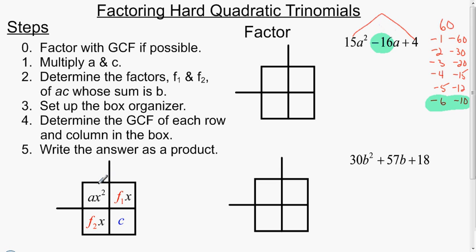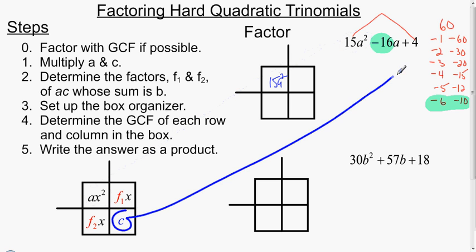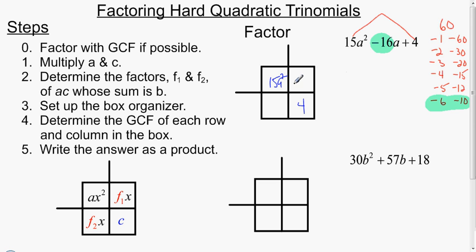So now I just need to set up my box. Ax squared is the first term, so that is going to be 15a squared in the top left. C is the last term, which is going to be 4 in the bottom right. And then I put in my factors into the box here where I say I'm going to use negative 6a and negative 10a. Again, the order does not matter here. I could have reversed that order, and that's fine.